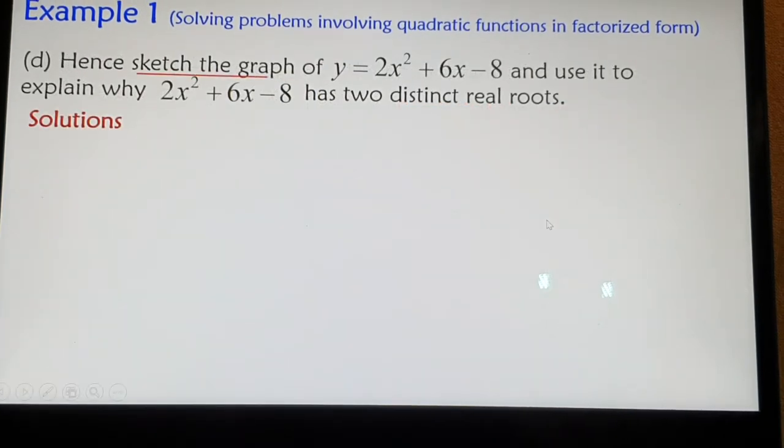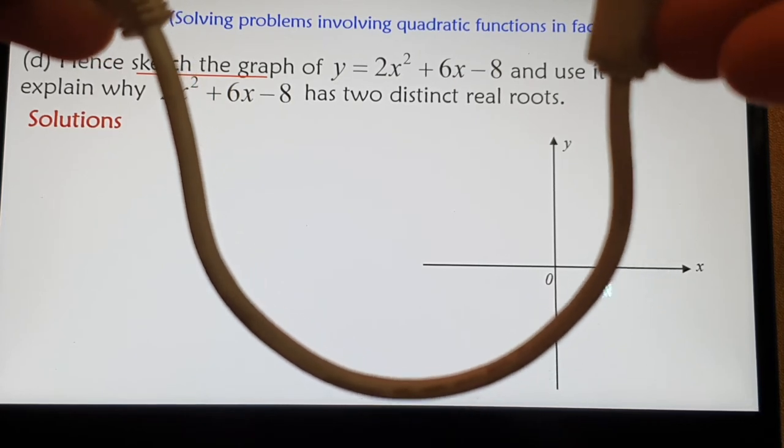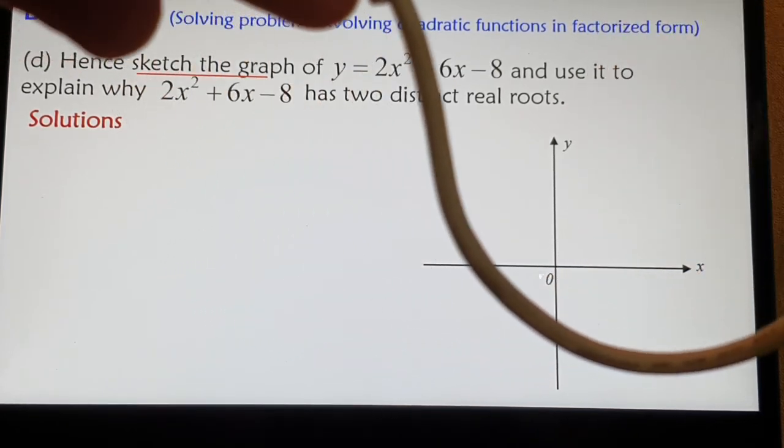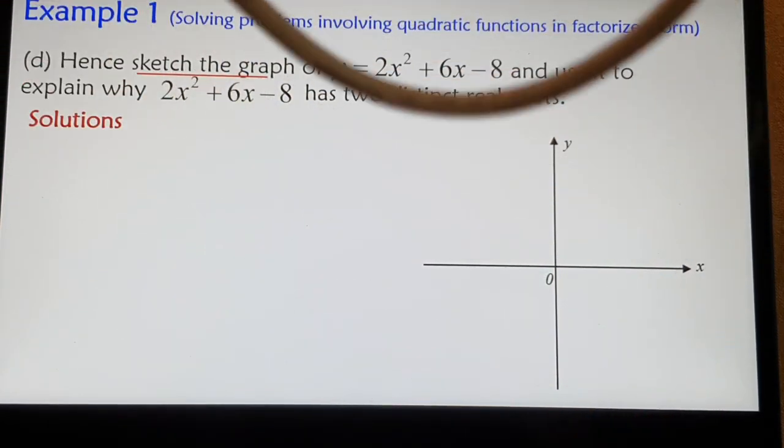Sketch. Now, I already sketched for you in class, but probably some of you didn't have the time to finish. What was I trying to say in class when I used a wire to show you certain things? What I'm trying to tell you is that a quadratic curve will always be a very fixed one. It's a curve. So whether it's more to the left or more to the right, or higher up or higher down, the shape doesn't change. You understand?